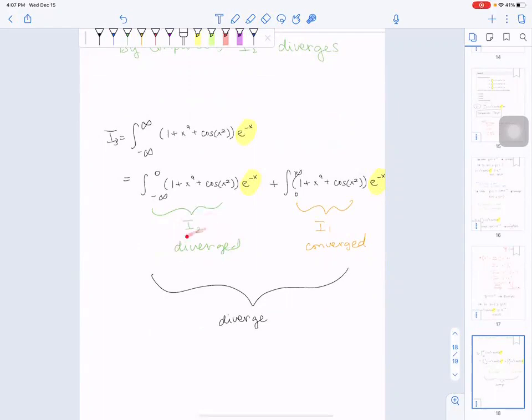Well, if you have a diverge plus a converge, think about a billion plus 1. It's still going to be a billion. So the diverge will overwhelm it. Any other questions on I3?